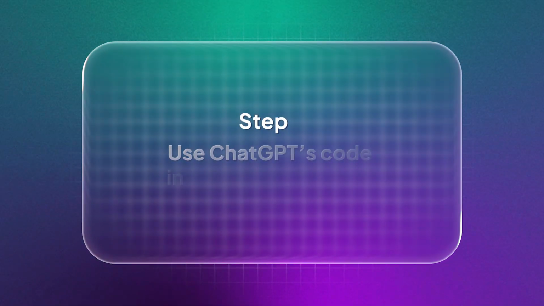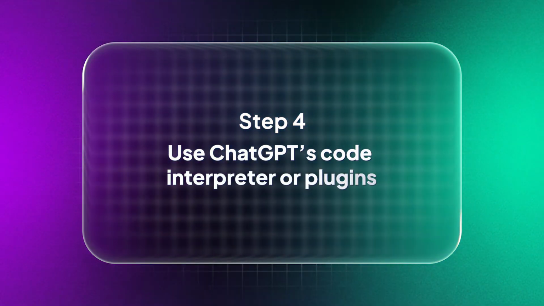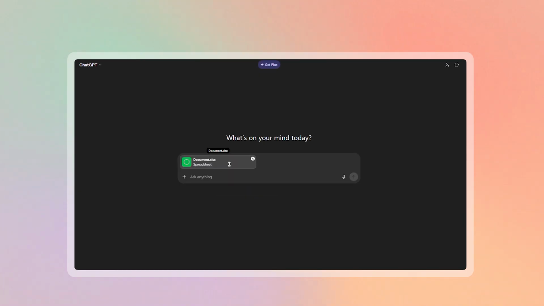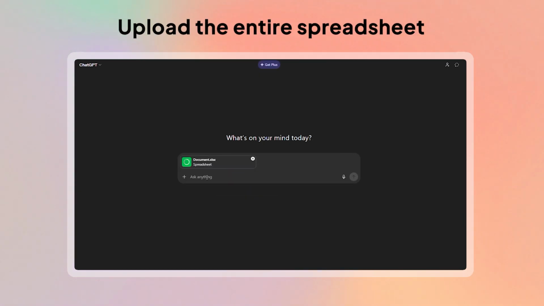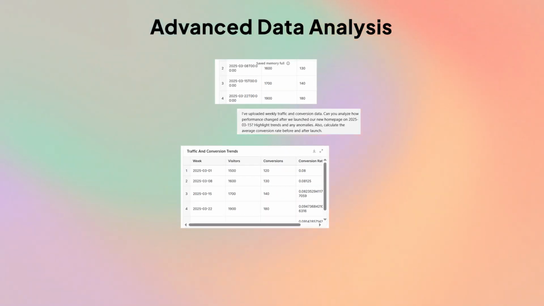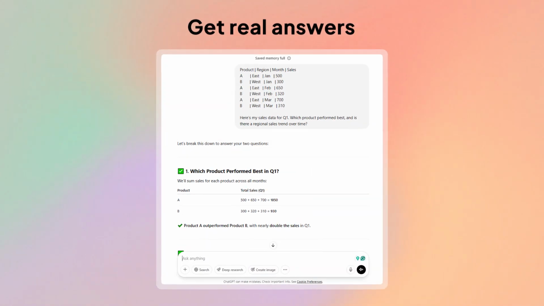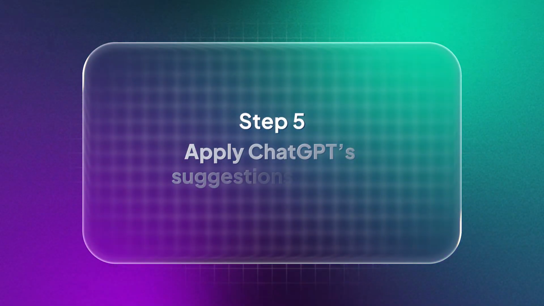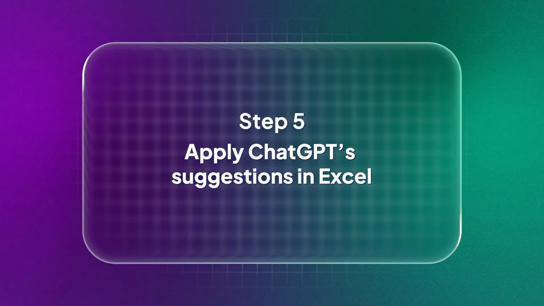Up next is using ChatGPT's code interpreter or plugins. For deeper insights, you can upload the entire spreadsheet to ChatGPT. With its advanced data analysis, it reads the full data set and can even calculate averages, compare periods, and generate charts.